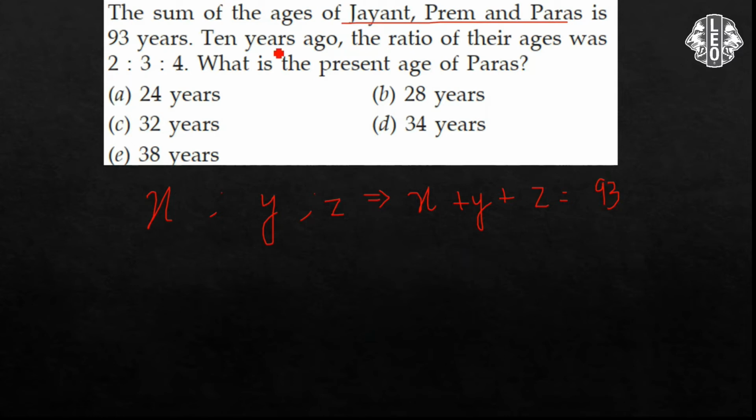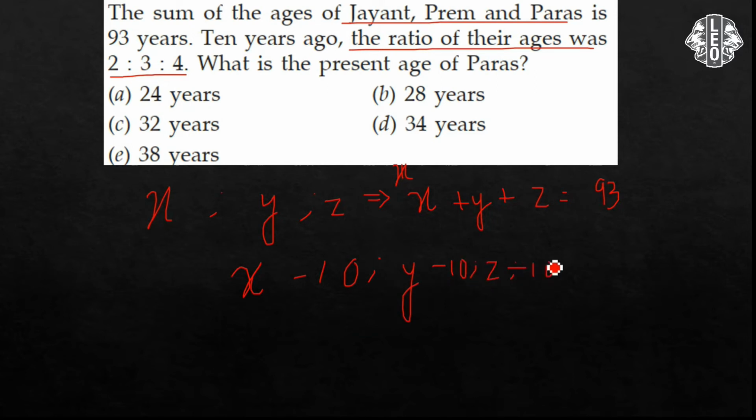So what they have given is that 10 years ago, the ratio of their ages was 2 is to 3 is to 4. So what will be these guys' ages 10 years ago? They will be x minus 10, y minus 10 and z minus 10, right? Right guys? So x minus 10, y minus 10 and z minus 10. So these will be the ages, and these are in the ratio.